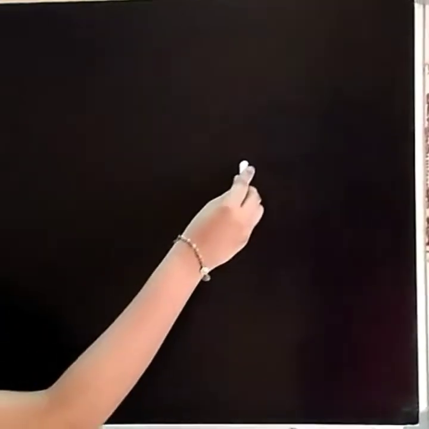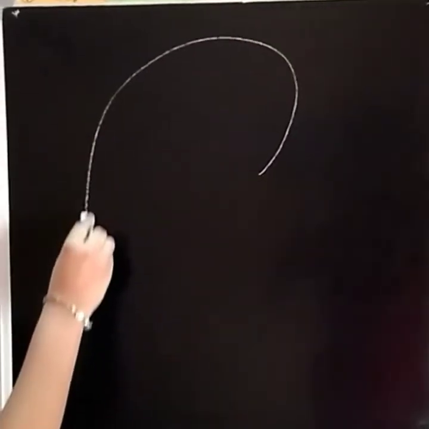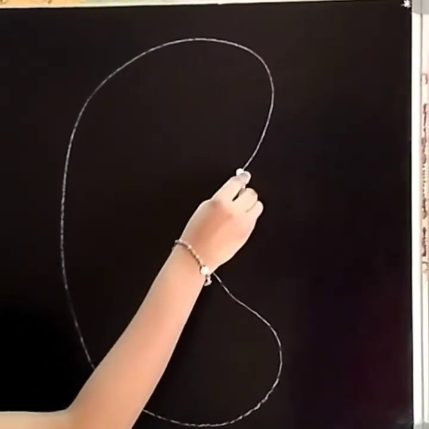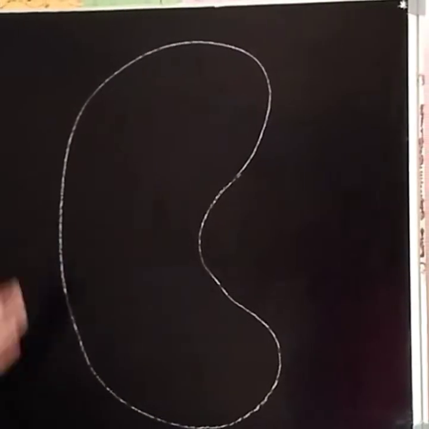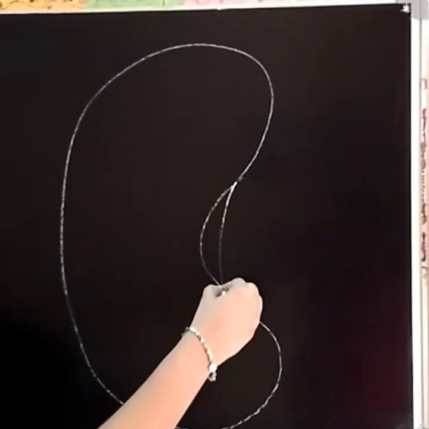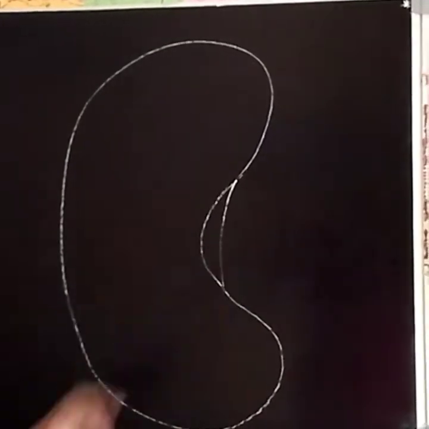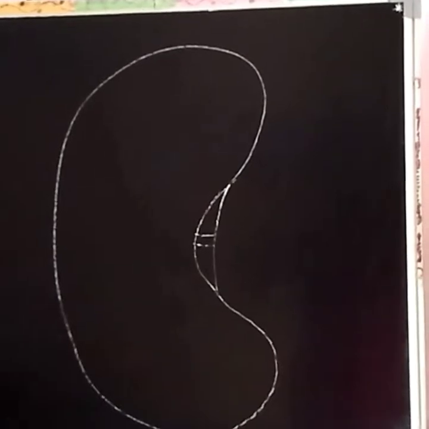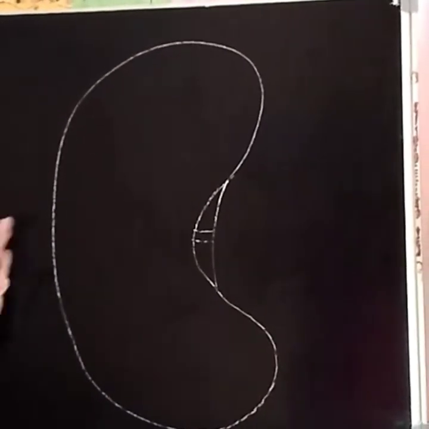Now let's draw the external structure of a bean seed. Draw it with me. First make a shape like this. And at this concave side, keep a small opening and draw a tube or pipe-like structure. Now let's label it.